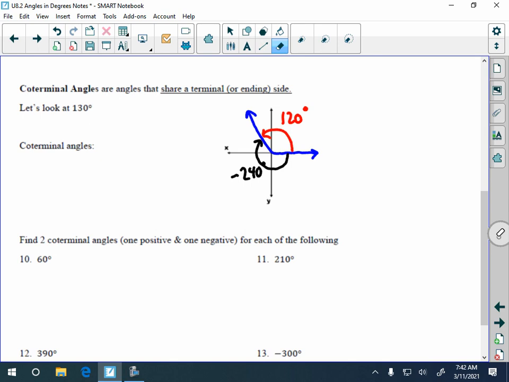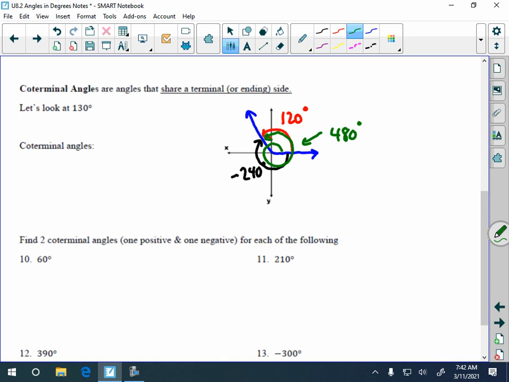Now we could get another coterminal angle. Use green. All right, so I could do something like this. So I could do a full revolution, 360 degrees, plus another 120. Right, so 360 plus 120, that'd be 480 degrees. So we could say that 480 degrees is also coterminal to 120 and negative 240 because all three angles start and end at the same spot.